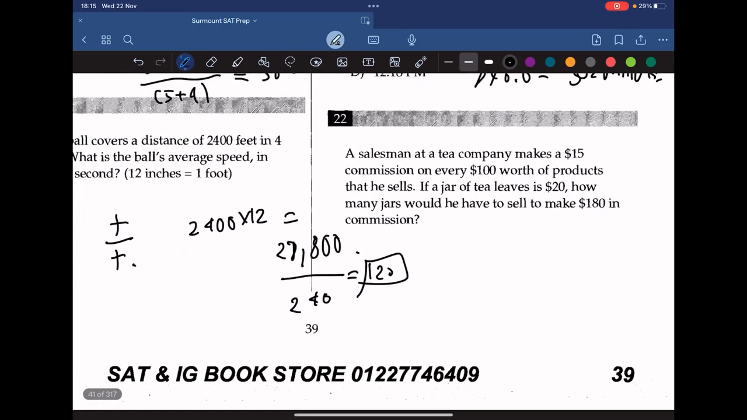A salesman at a tea company makes a $15 commission on every $100 worth of products that he sells. If a jar of tea leaves is $20, how many jars would he have to sell to make $180 in commission? So we can write this as 180 in commission times 100 in products over 15 in commission, times 1 jar over 20 in products, which will give us 60 jars.